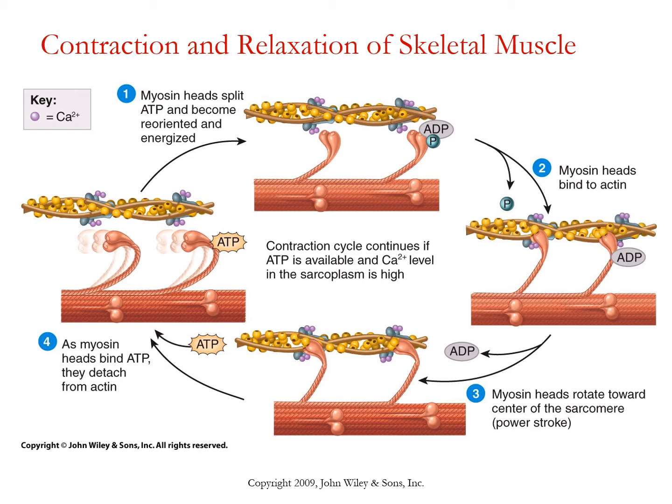And in order for this cycle to be repeated, a new molecule of ATP binds to the myosin head, allowing the myosin heads to detach from the actin and grab on again, repeat the cycle, and slide the filaments further towards the center of the sarcomere.